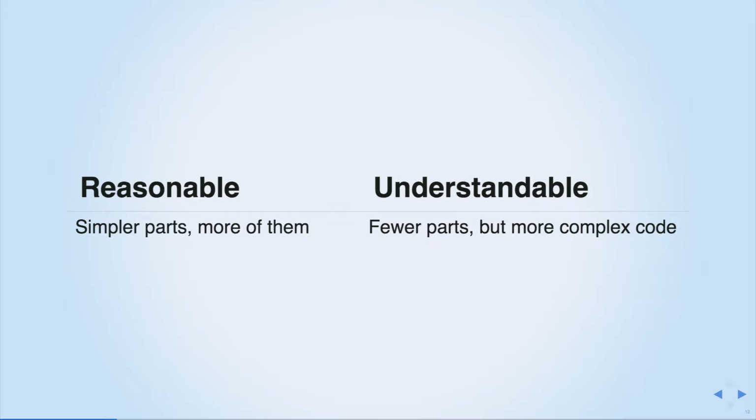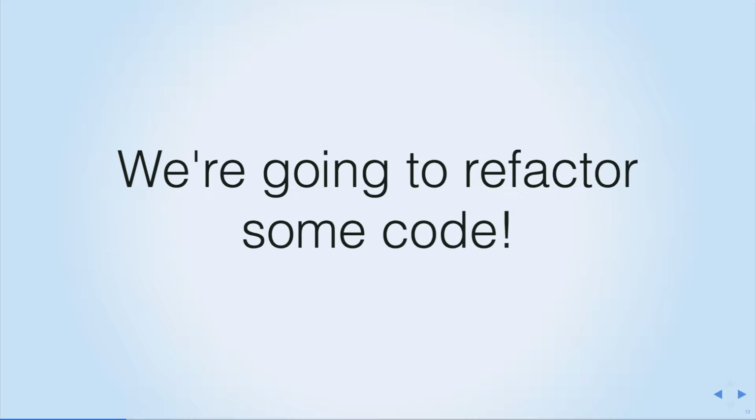And the third difference between reasonable and understandable code is that for reasonable code, the parts are simpler, but there's many more of them. For understandable code, there's fewer parts, but each of those parts is more complex. And you'll see that from the rest of the talk. So first thing we're going to do is refactor some code.